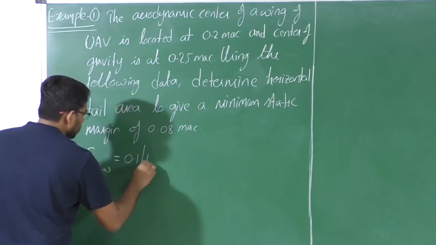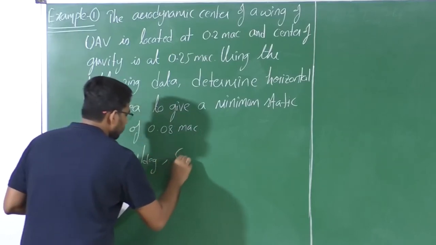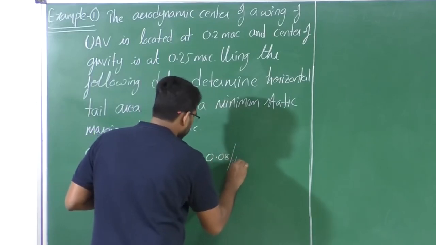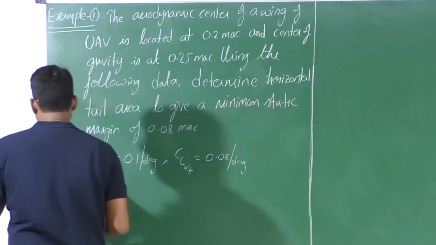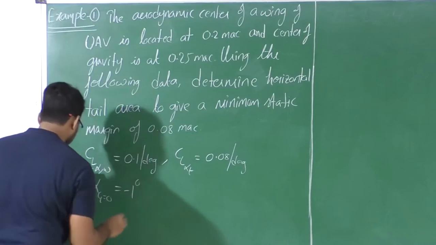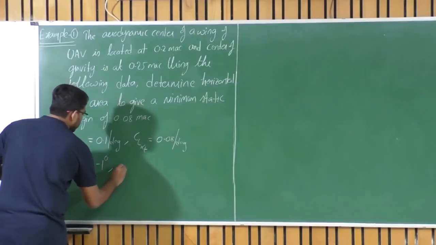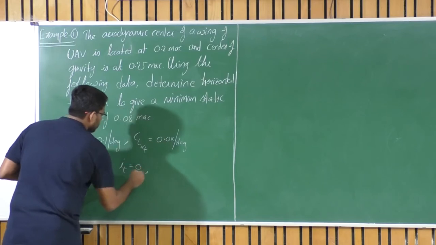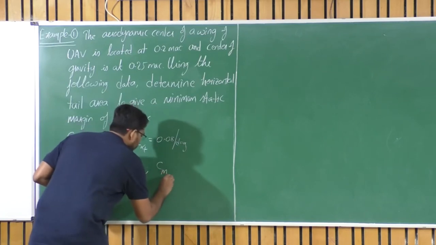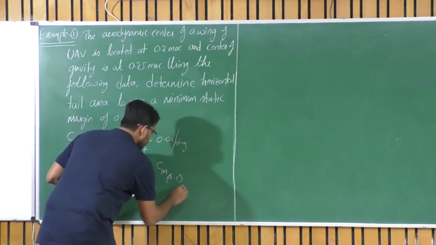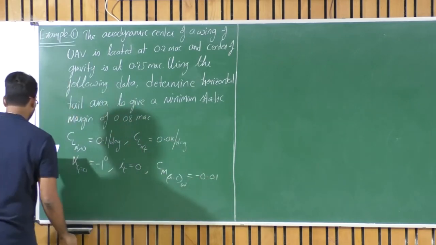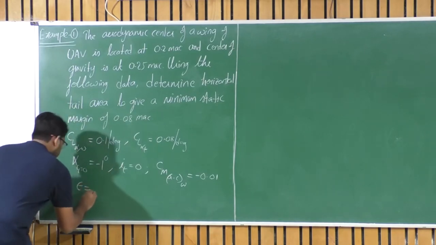Part C of this question, part C is comment about the corresponding trim angle. Right. So the alpha at which CL is equal to 0 and CM is minus 0 point. So the comment to find out CM naught here.